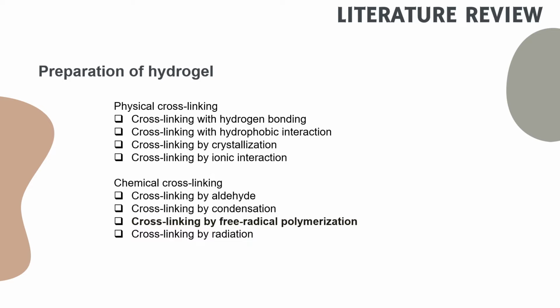Firstly, preparation of hydrogel. Hydrogel can be synthesized through physical or chemical cross-linking interaction. However, cross-linking by free radical polymerization is one of the most common methods used to synthesize the hydrogel.